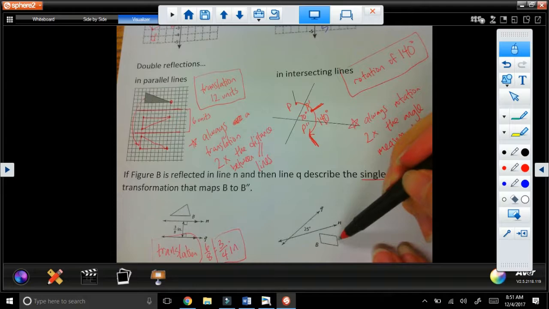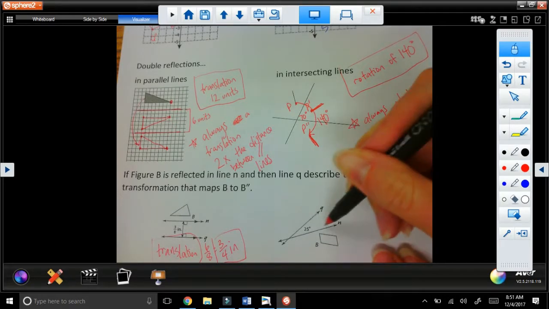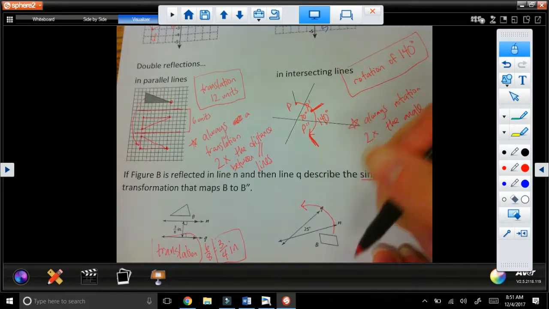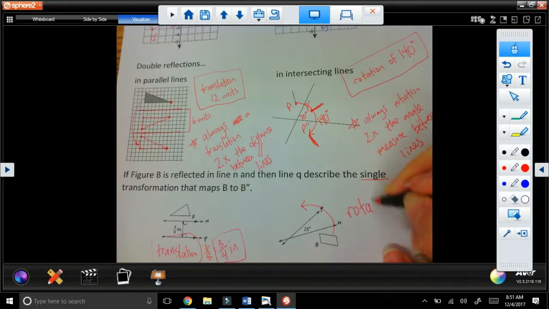Okay, for this one here, if it's going over N and then going over Q, it would just be rotating. And I could say that it's a rotation of 50 degrees. If you wanted to be more specific, you could say 50 degrees counterclockwise. But as long as you have those things, I'll give you credit when you're taking the test. Okay. Some of the things in the book might say that you have to sketch it out. If you want to, that's fine. I'm not going to require that on the test though, so if you just want to practice doing it this way, I think you'll be all set.